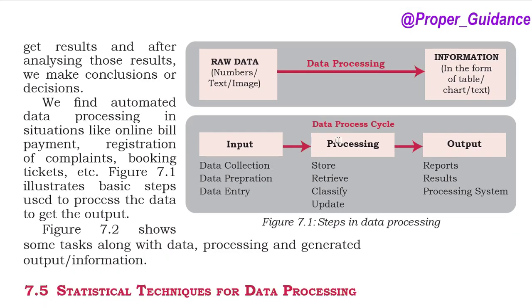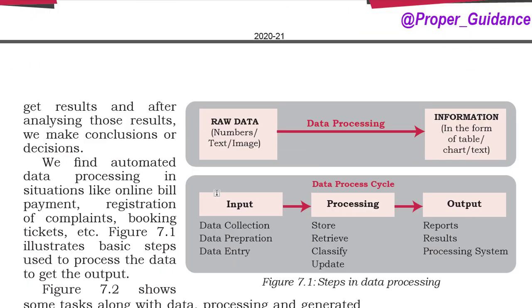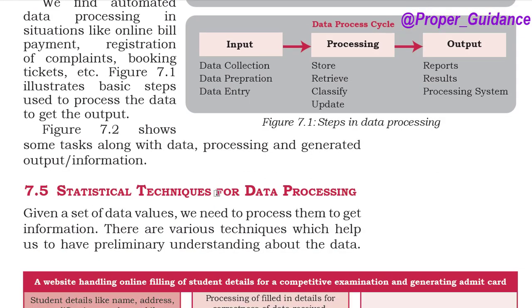Data processing cycle: input, processing, and output. Input includes data collection, data preparation, data entry. This is the input section. Processing includes store, retrieve, classify, update. And output includes reports, results, and the processing system. So this is all about data processing. This is a big concept in a small nutshell.